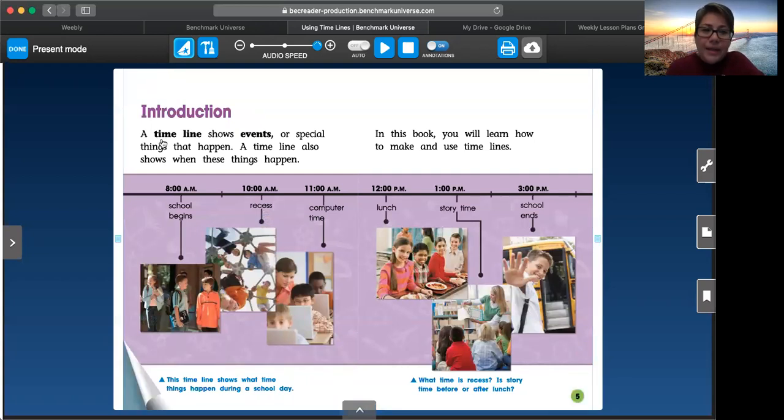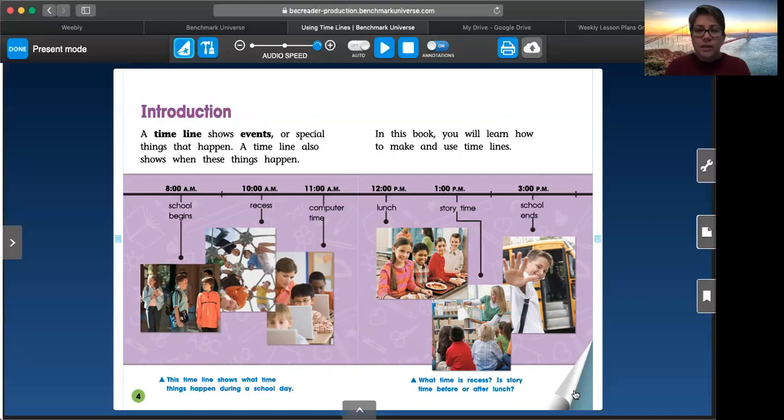Introduction. A timeline shows events or special things that happen. A timeline also shows when these things happen. In this book, you will learn how to make and use timelines. So this is a timeline here, and if I take a look, I see 8 o'clock a.m., 10 o'clock a.m., 11 o'clock a.m., 12 o'clock p.m., 1 o'clock p.m., 3 o'clock p.m. Let's take a look. Let me ask you a couple of questions.